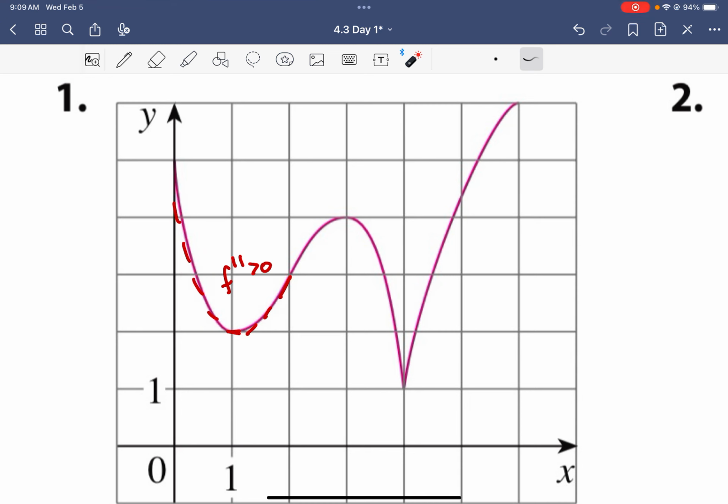So that means the second derivative is positive in here. In other words, we are concave up. So we're concave up in the interval from 0 to 2.